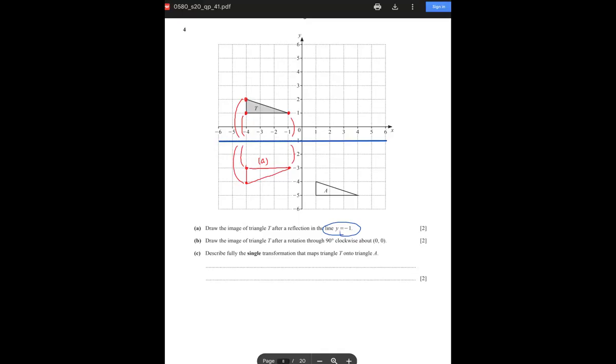Okay, draw the image of triangle T after rotation of 90 degrees clockwise about the origin. Let's erase this. For rotation, I like to do the arm method, meaning I draw an arm of reference. Then I rotate 90 degrees, then my arm will end up here. So this point will come here. Then I do the same for another vertex. I color code, so this pink dot will end up here. Next I do the blue dot. Same, I use the arm method. If I rotate this arm, I will end up here. So the blue dot will end up here.